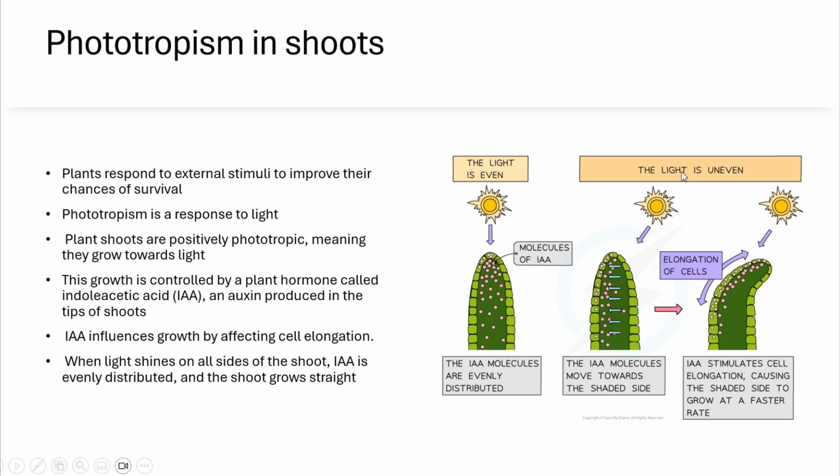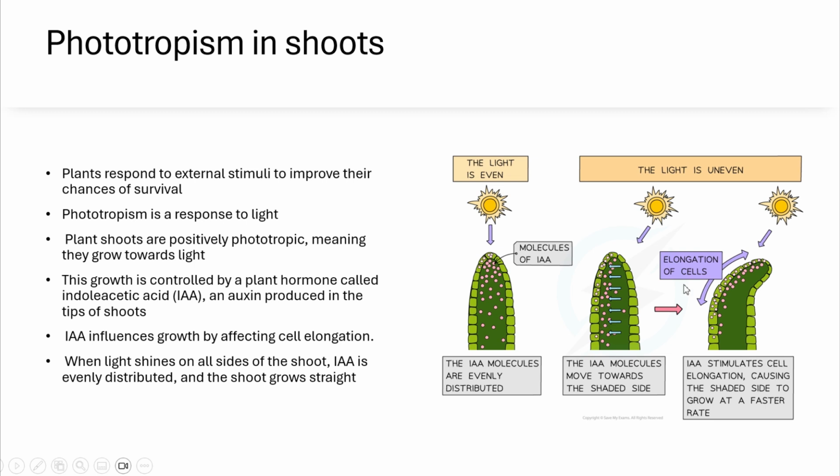If it's uneven, so if the light is on the right hand side, what happens here is the auxin moves from the tip and diffuses into the shaded side of the shoot. As you see, the light is in this direction, so therefore the shade is on the other side. So the auxin, these little particles, are going to move to the left hand side, to the shaded region of the shoot. And when they do that, that stimulates more elongation in the left hand side.